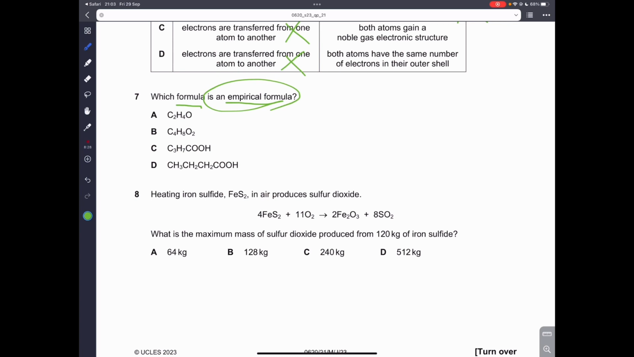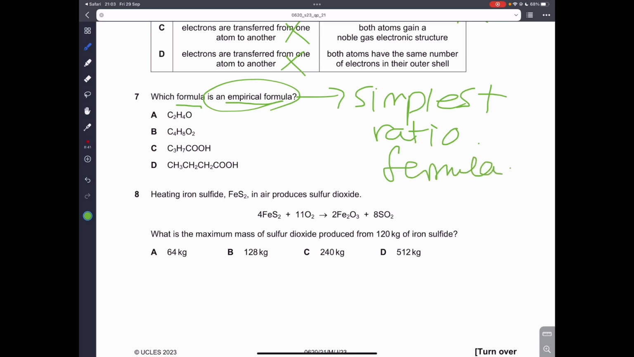Question 7. Which formula is an empirical formula? An empirical formula is basically the simplest ratio formula. That's what empirical formula stands for. And here, you can see that the ones that I have underlined here are the molecular structure, because you can see what the group is composed of. You can see the atoms: 3 carbon atoms, 7 hydrogen atoms, and their functional group.